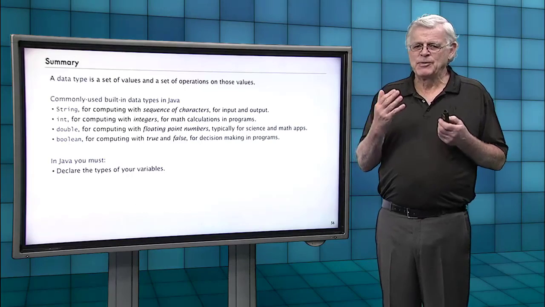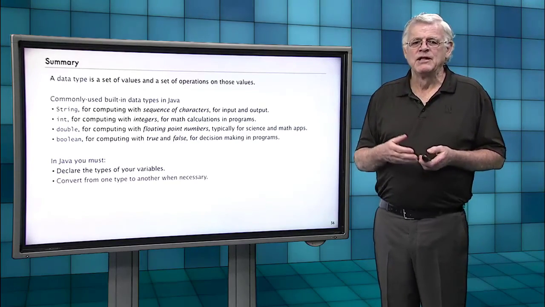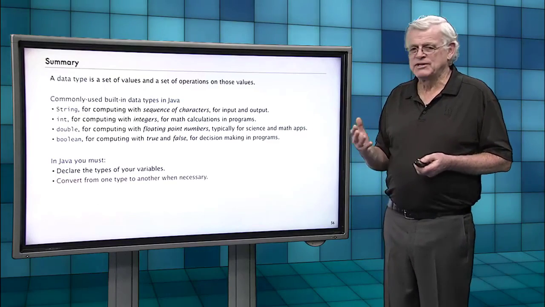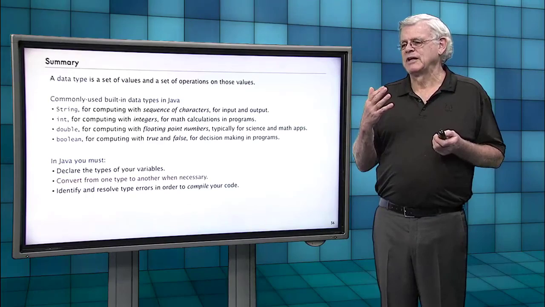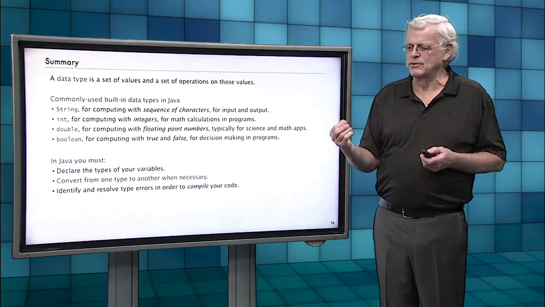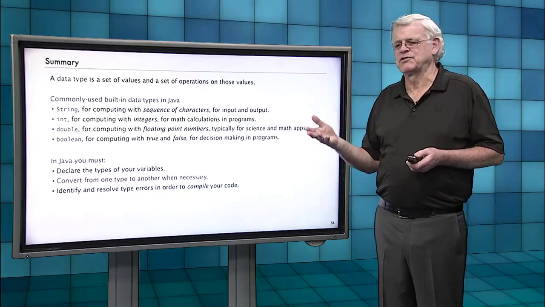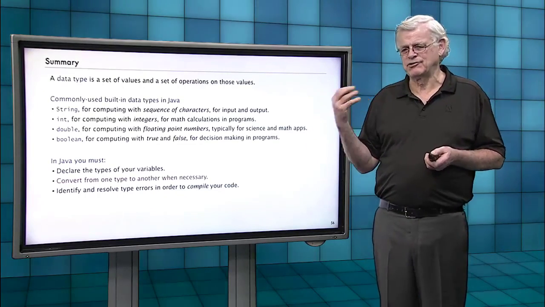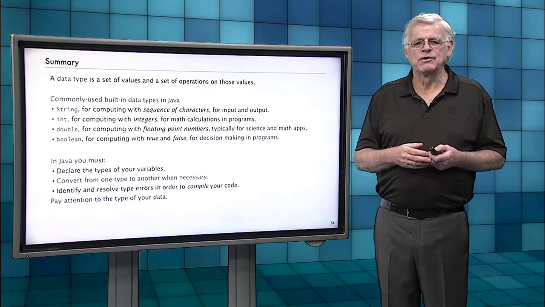So in Java, you must declare the types of your variables. That's not true in all programming languages. You must convert from one type to another when necessary. And you must identify and resolve type errors in order to compile your code. The Java compiler will not let you go on if you're doing something like multiplying a string by an integer. You have to pay attention to the type of your data.